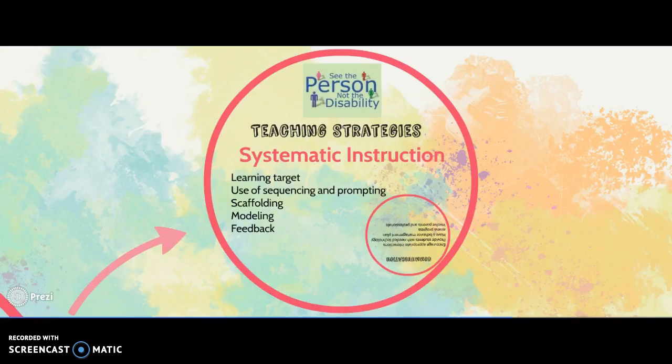Modeling. Modeling is the way of teaching someone an action or process. Instead of saying, for example, yes, please, you might model the behavior by always saying please yourself and having the students learn by watching what you do.